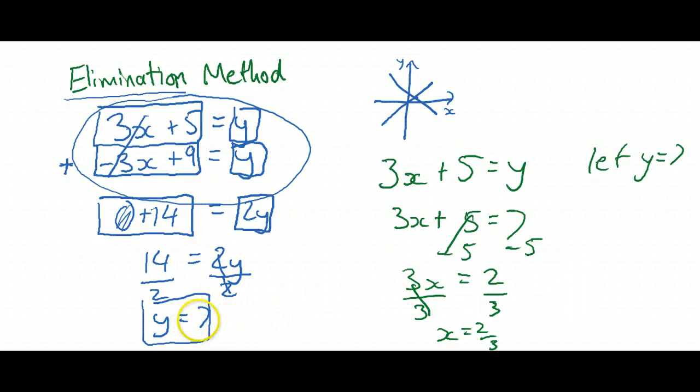So now we've got the x and the y coordinate. We've got x equals 2 over 3, and we've got y equals 7. So that is the point. That's the coordinates of the point where these two equations are going to intersect. So we've solved the equation. We've solved the simultaneous equation problem.